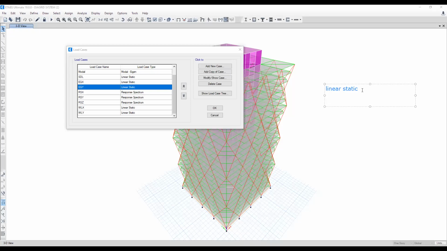Second we will have linear, dynamic. Dynamic. Okay, so what is the basic difference?